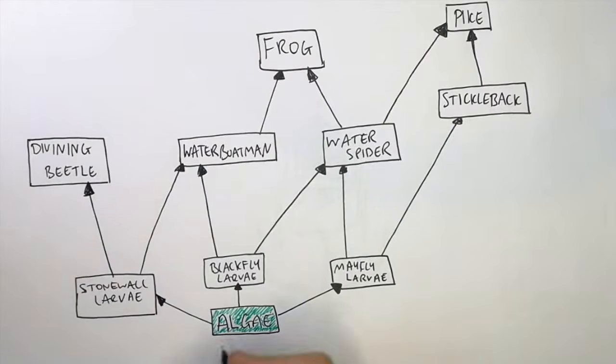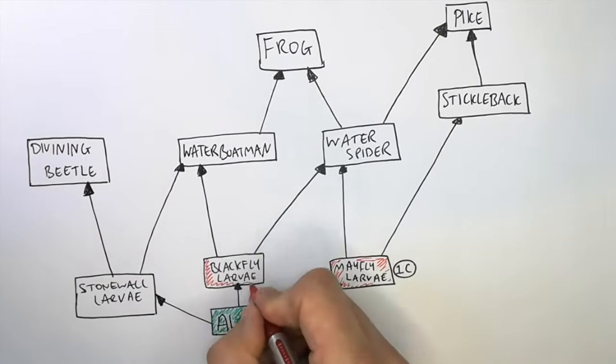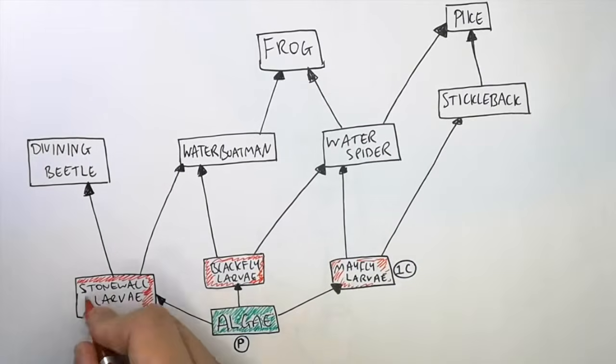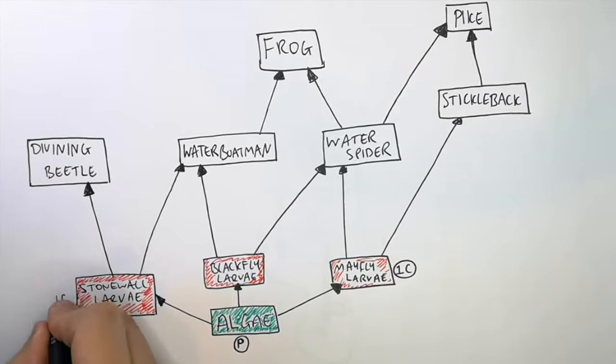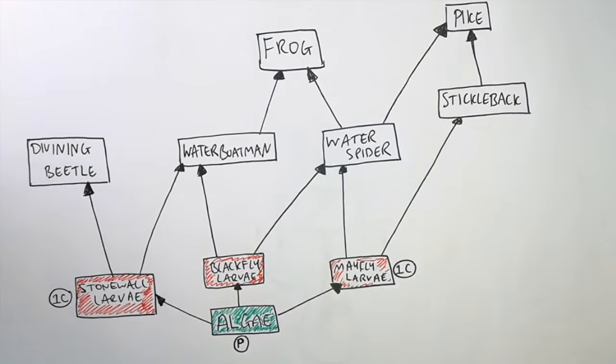So the algae is the producer. It is also the first trophic level. The mayfly larvae, the blackfly larvae, and the stonefly larvae are all primary consumers. They are also the second trophic level and are herbivores.